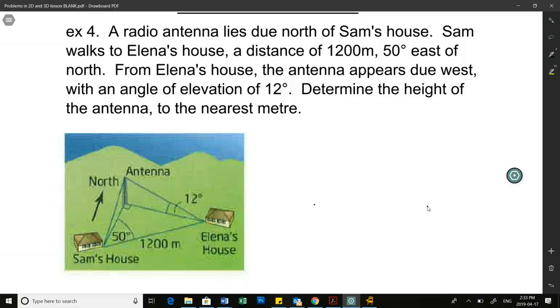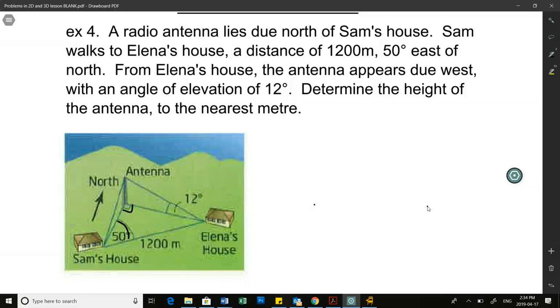So we know that this bottom triangle, the one that's flat on the ground, is a right angle. We can see that right here. We also know that the angle at Sam's house on the ground, so we're still talking about the 2D triangle on the ground, is 50 degrees. We also know that Sam's house and Elena's house are 1,200 meters apart.